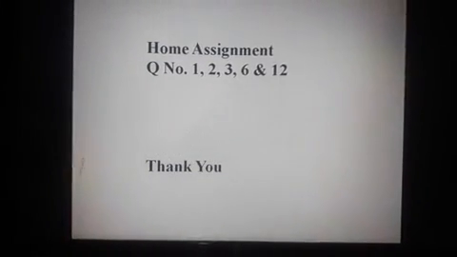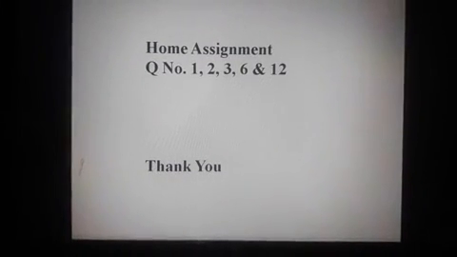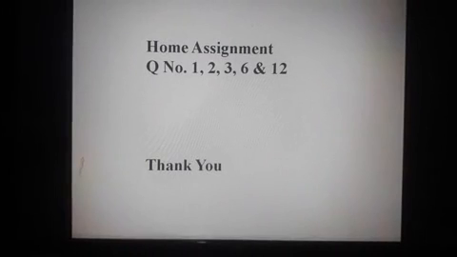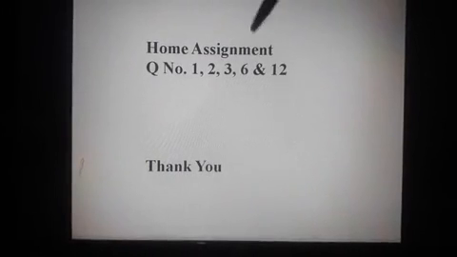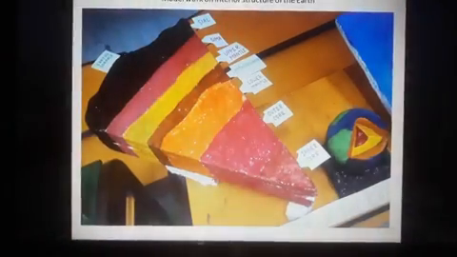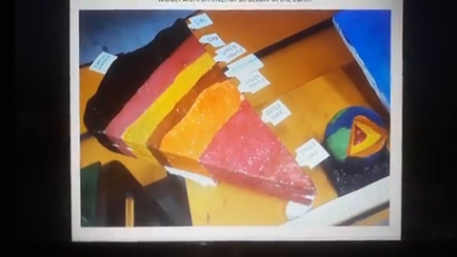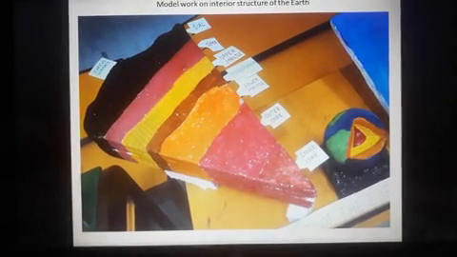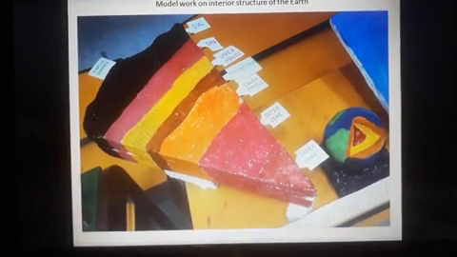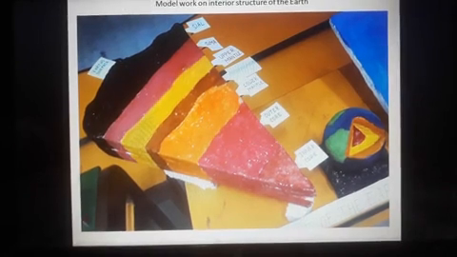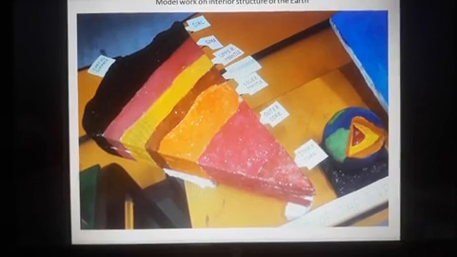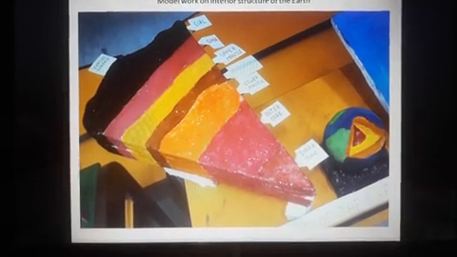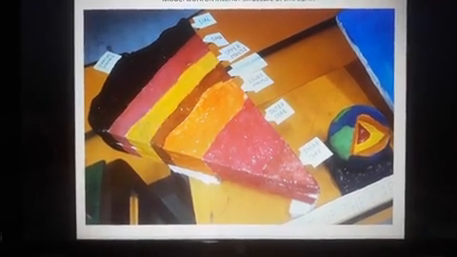Now I am assigning you some homework from the portion we have learned today: question numbers 1, 2, 3, 6 and 12. Now I am going to show you the previous class model work. As I told you, make a model of the interior structure of the earth. If you don't have the equipment to make a model, you can make a chart. But I am giving you an idea how to make a model of the interior structure of the earth.